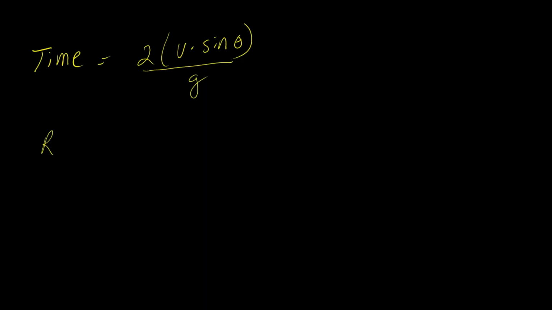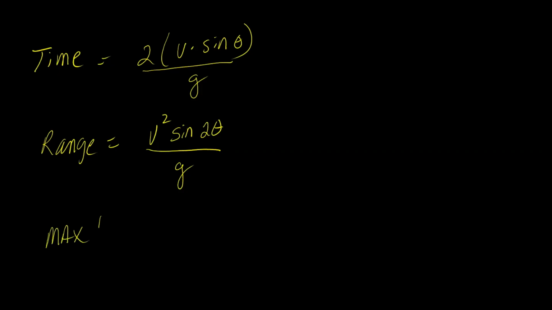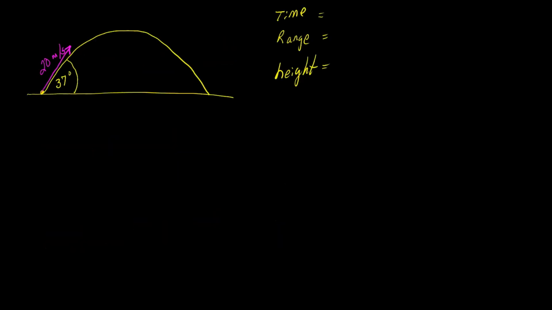So to summarize our formulas, we have time is equal to 2 times V sine theta divided by G. We have range is equal to V squared sine 2 theta divided by G. And we have the maximum height is equal to V sine theta squared divided by 2G.